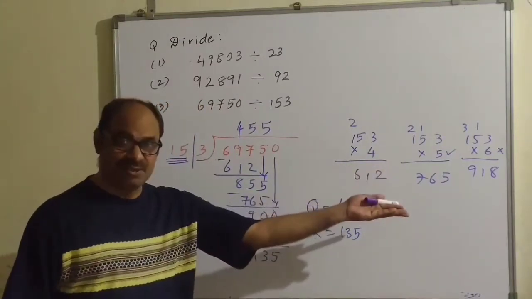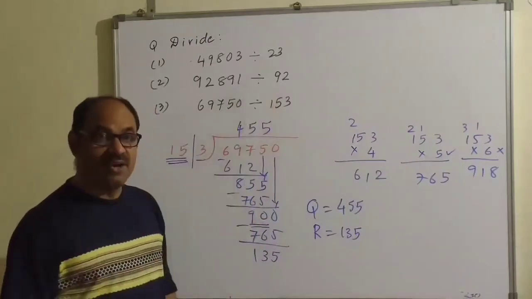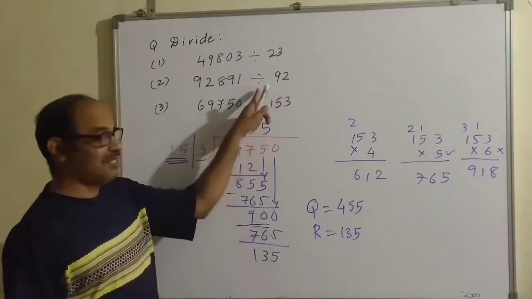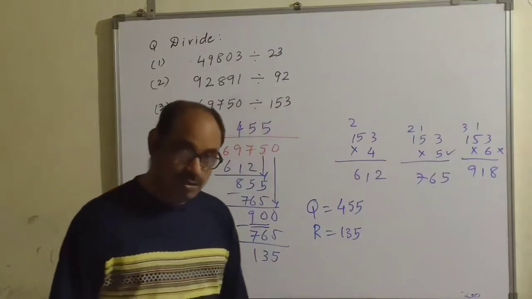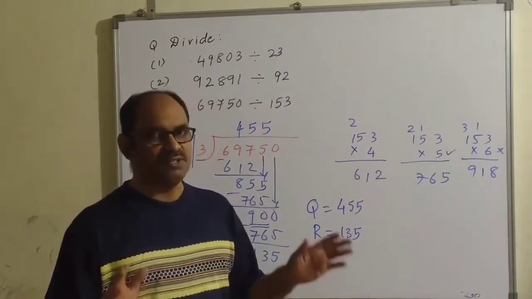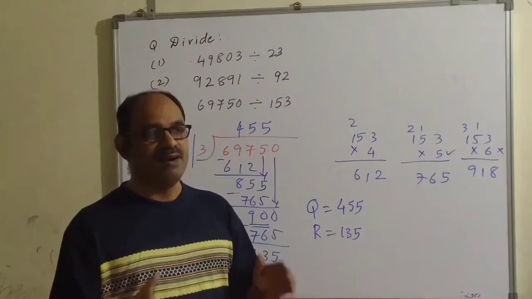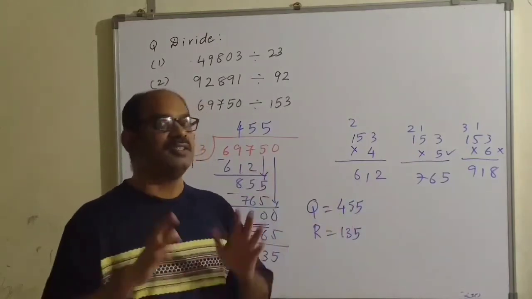So only 3 divisions you have to do. In this case, only 1 division you need to do. Did you see that? Okay. So this is the shortcut by which you can divide any number by a 2-digit or 3-digit divisor.